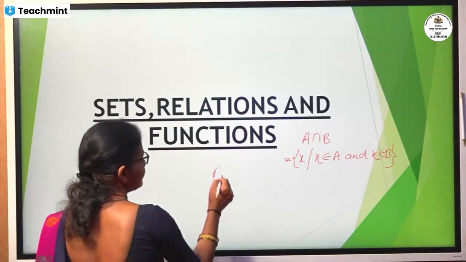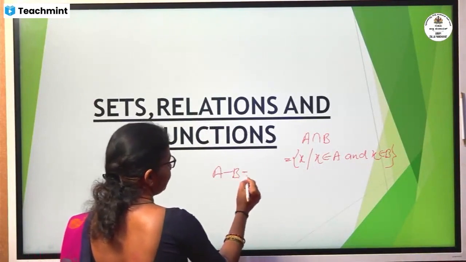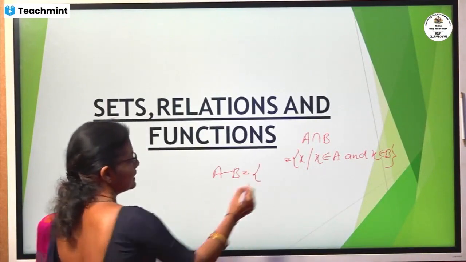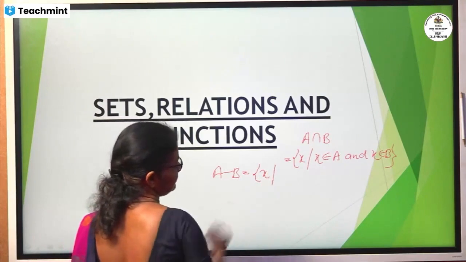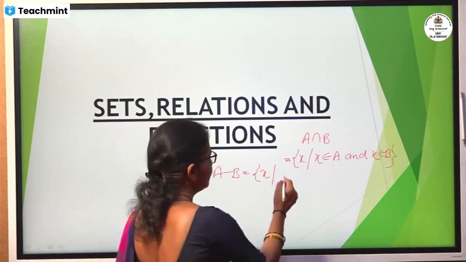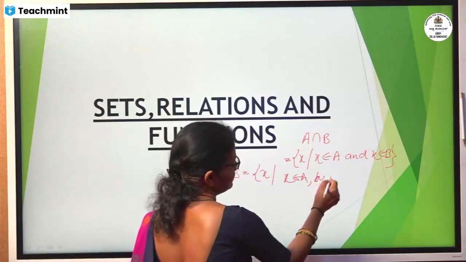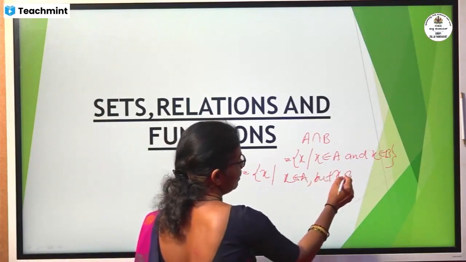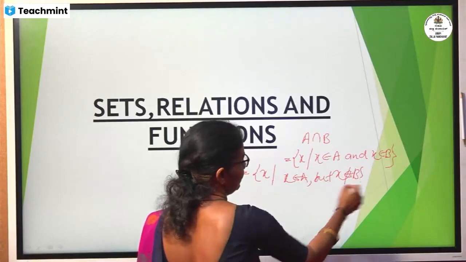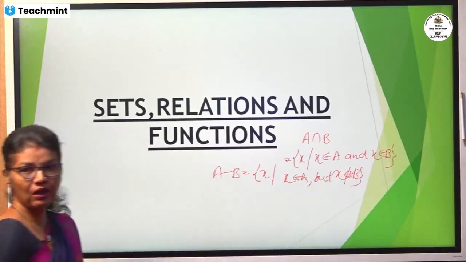Then consider A minus B. Here it is a set containing elements x such that x belongs to A, but x does not belong to B.